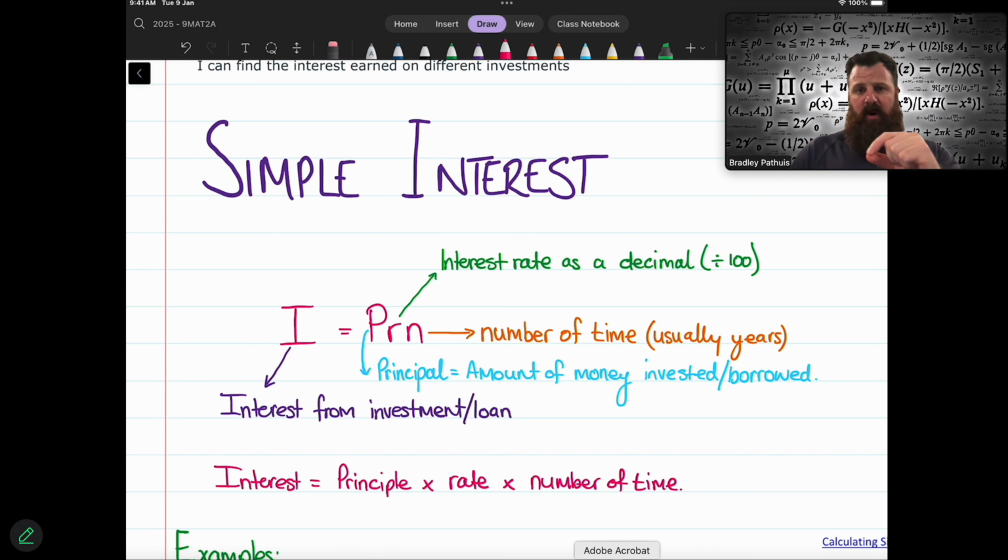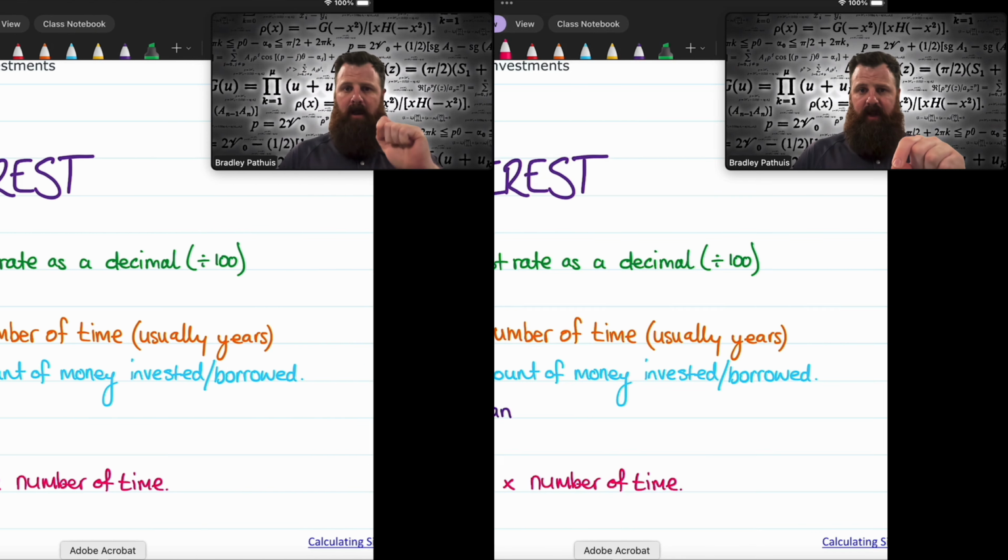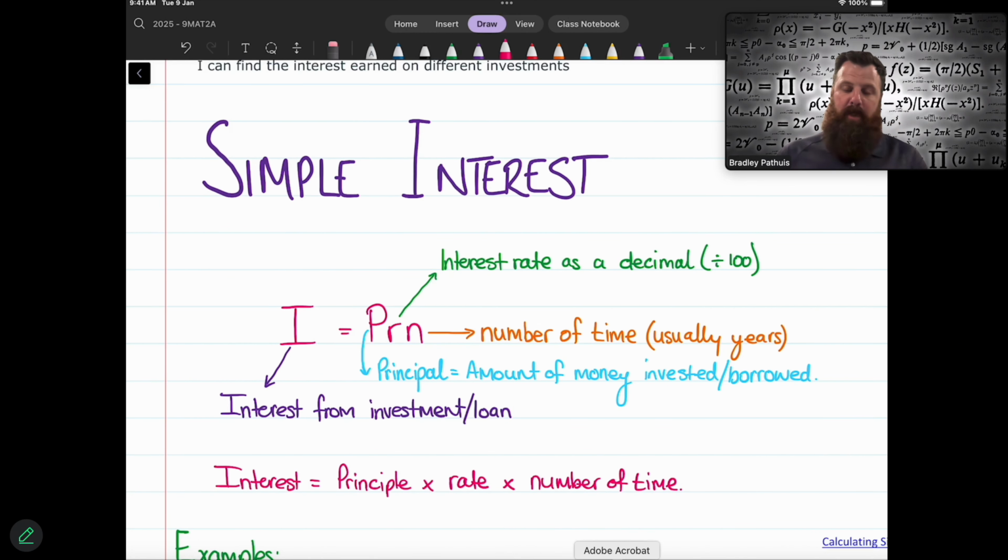So before I go any further, I want you to pause the video, copy all those annotations down, and then we'll restart the video. Great, guys. Now that you've got that copied down, let's break down what each individual thing is.